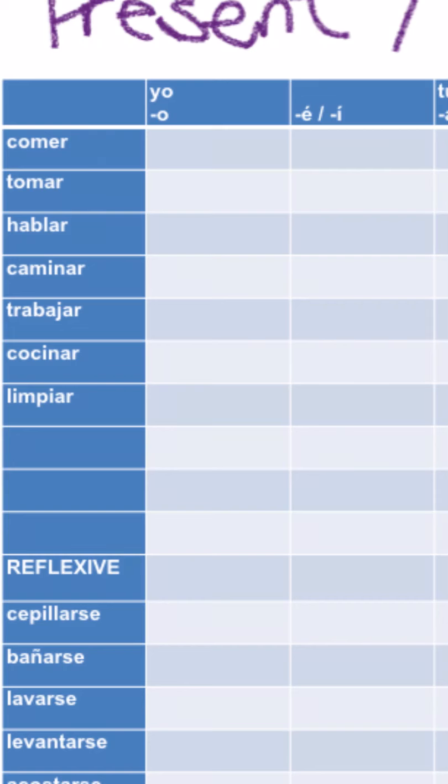Okay, so this is just going to be a quick refresher, hopefully, on verb conjugation.